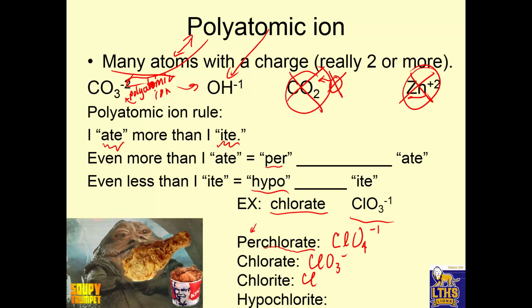Chlorite would be ClO2 negative, because the ate has one more oxygen than the ite. And then hypochlorite, when you see the chlorite part, you know it's got the chlorine and the oxygen, but it's got one less oxygen than the ite, so ClO negative.